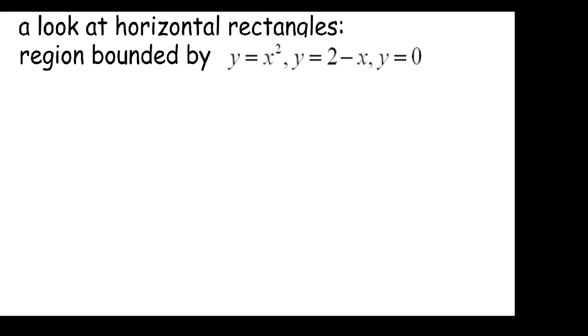First of all, draw the region. We need to find this enclosed thing, this blob we're trying to find the area of. Y equals x squared, simple parabola. Y equals 2 minus x, line. Y equals 0, x-axis. So draw that region.